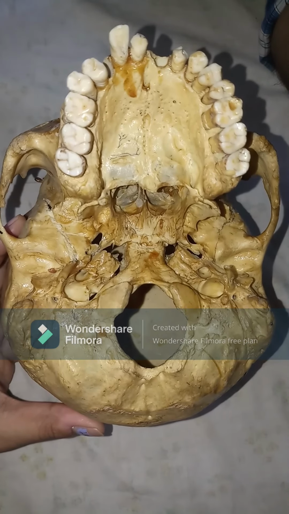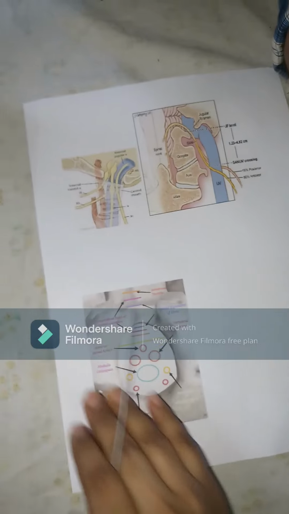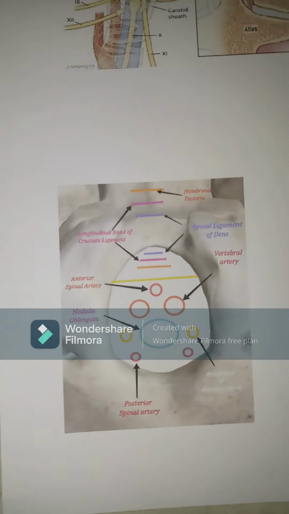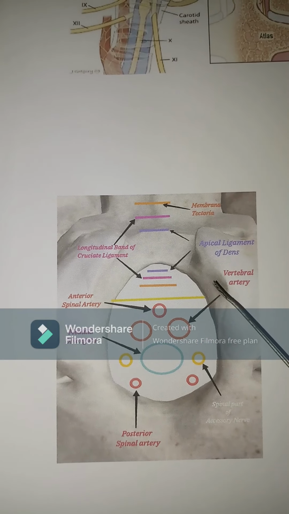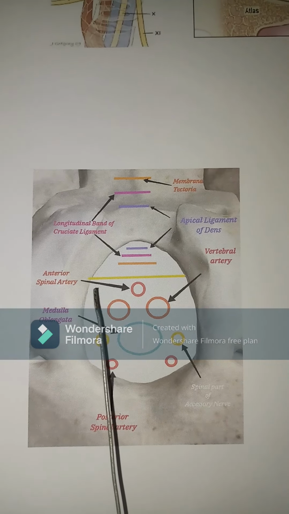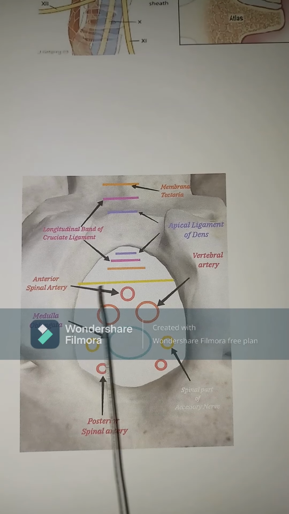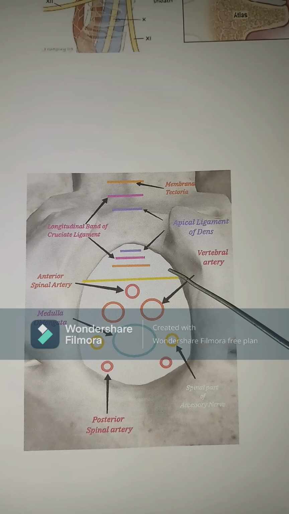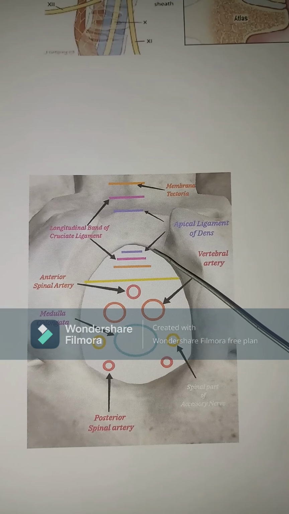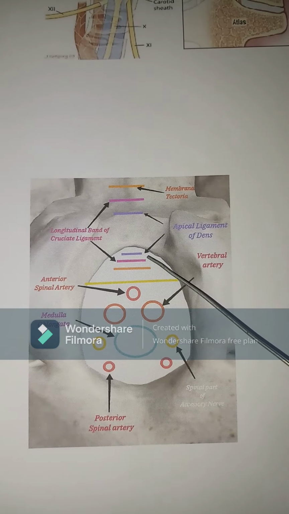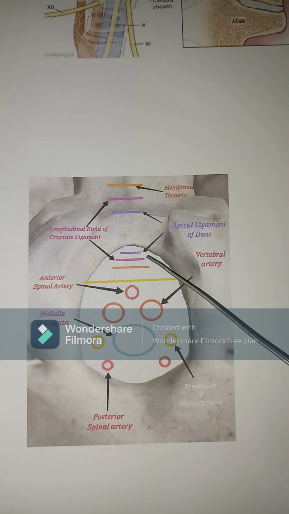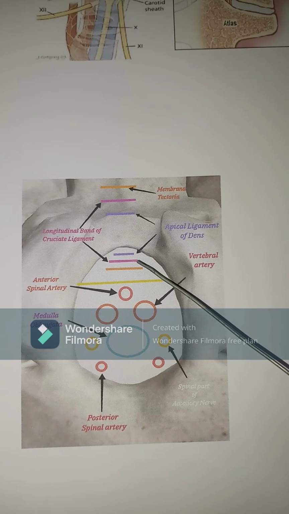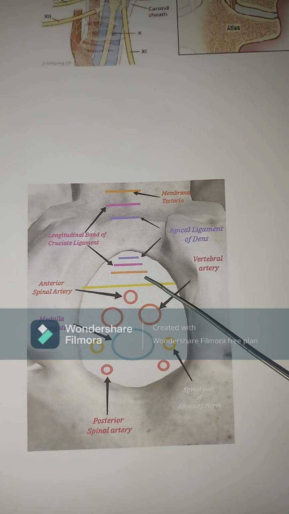posterior compartments. Now in this diagram you can see the structures passing through the foramen magnum. This is the alar ligament in yellow color. This is the anterior part, this is the posterior part. So the anterior compartment gives way to three ligaments. First one is the apical ligament of the dens. Then the second one is the longitudinal part of the cruciate ligament. And the third one is the membrana tectoria.